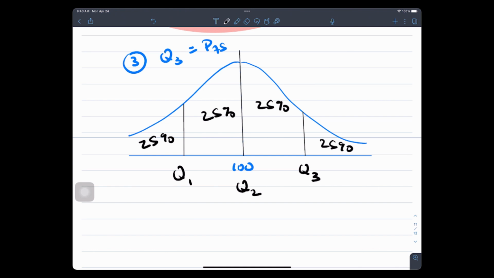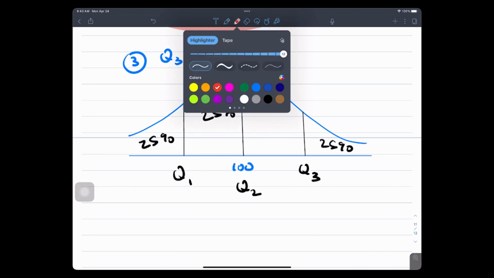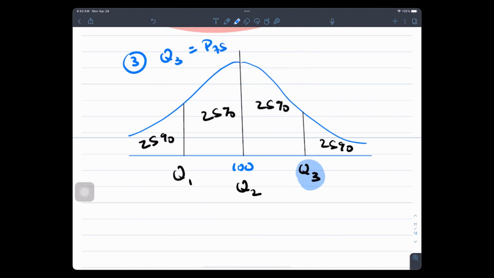Okay, so how do we get this 75%? Right? 25, 25, 25. Is that true? So what would I do? I have to do something. What do you think I would do? What could you do?